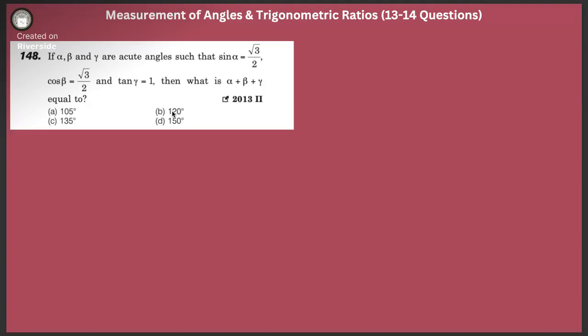Quick. Alpha, beta, gamma are acute angles. What do you mean by acute angles? Less than 90 degrees. Yes, absolutely.